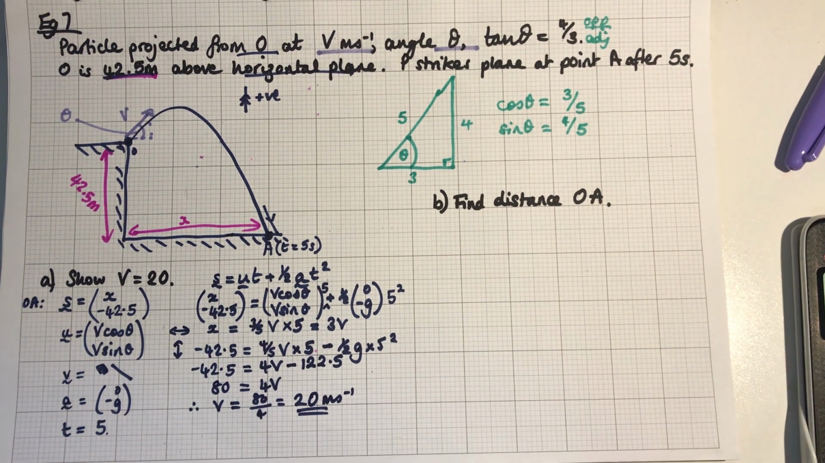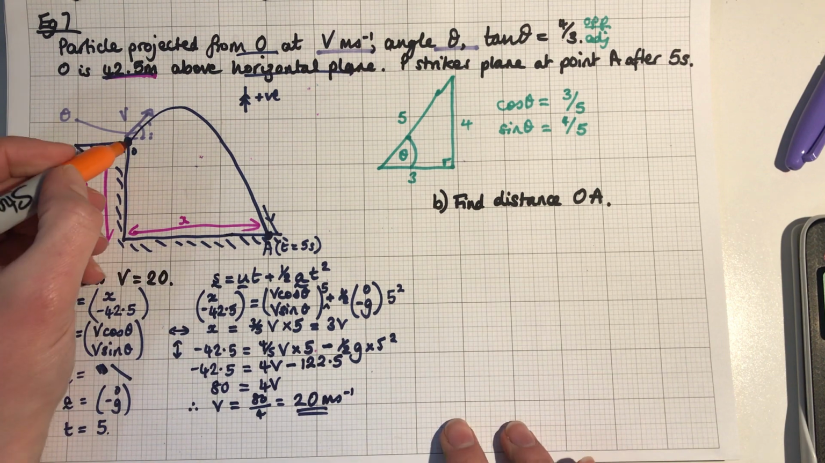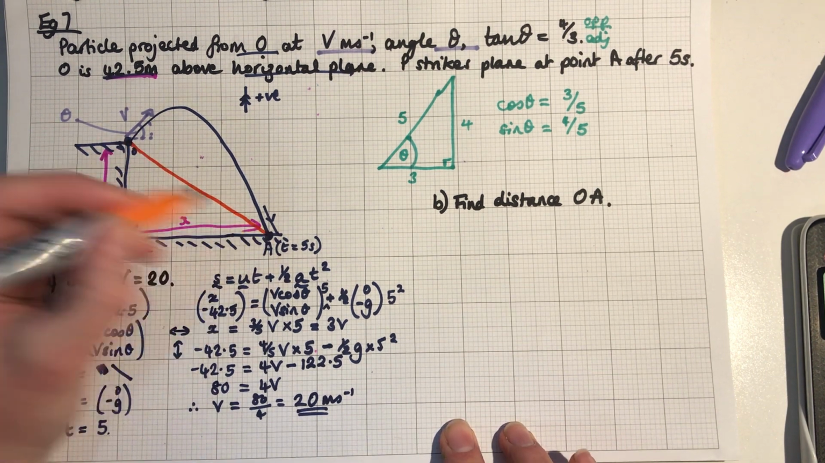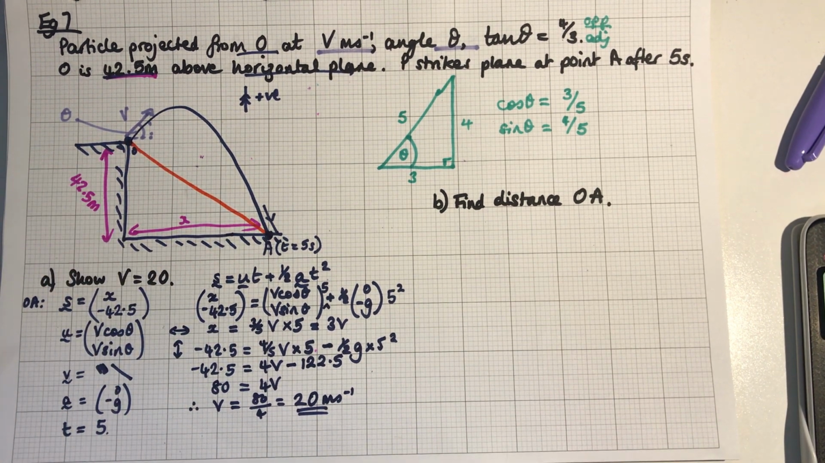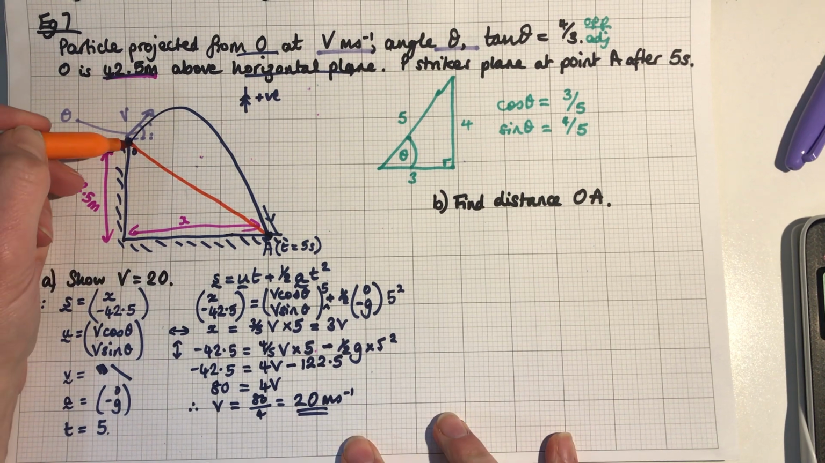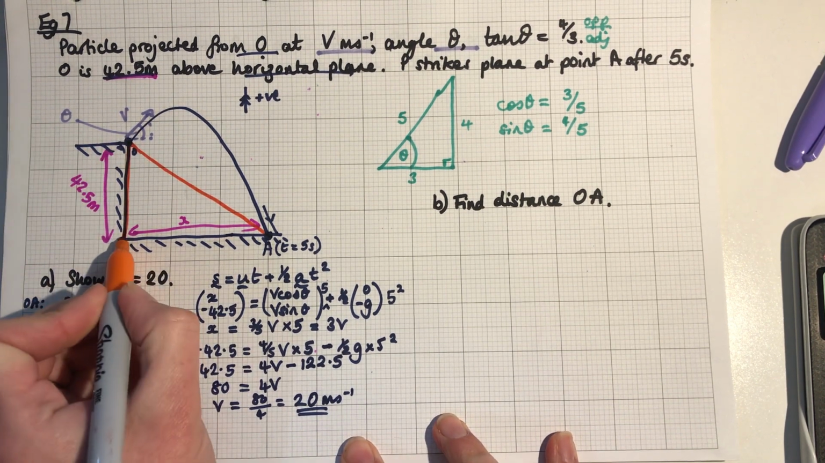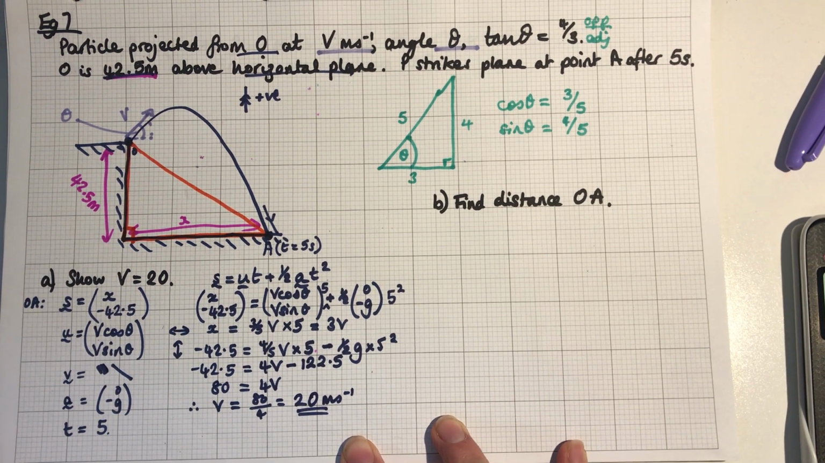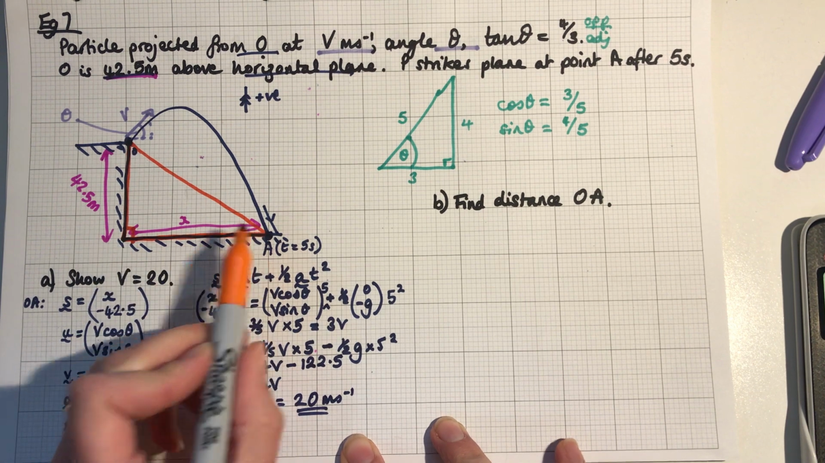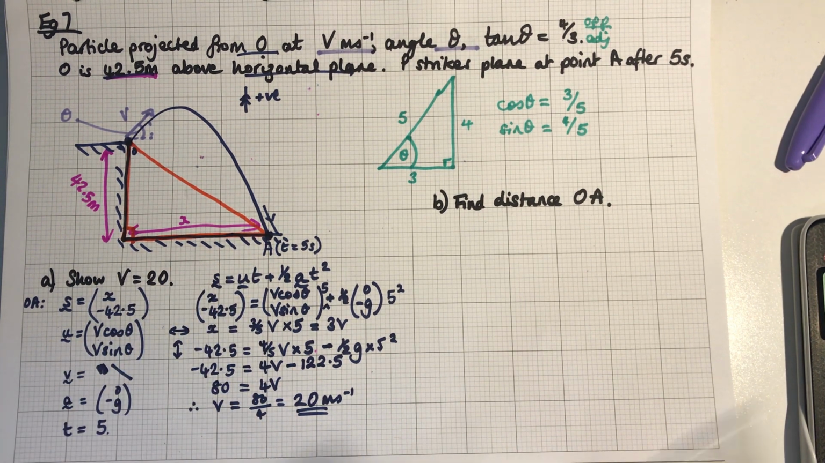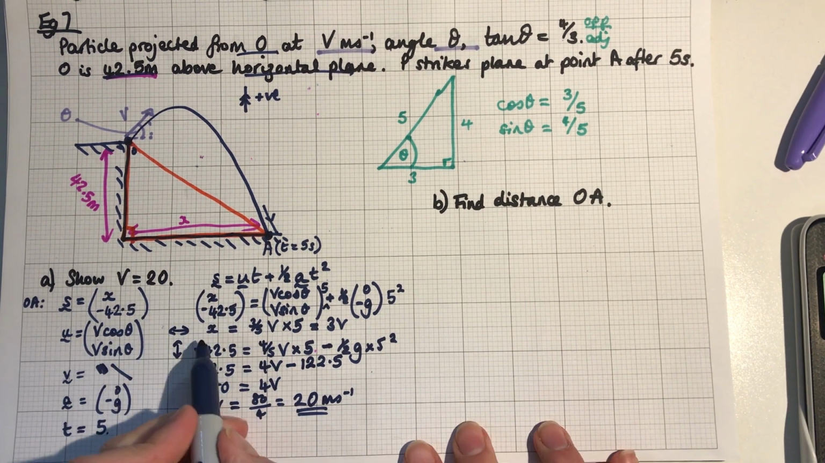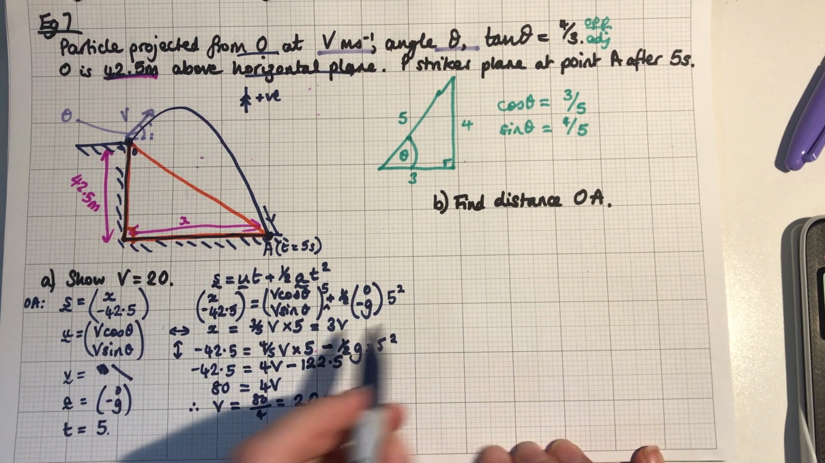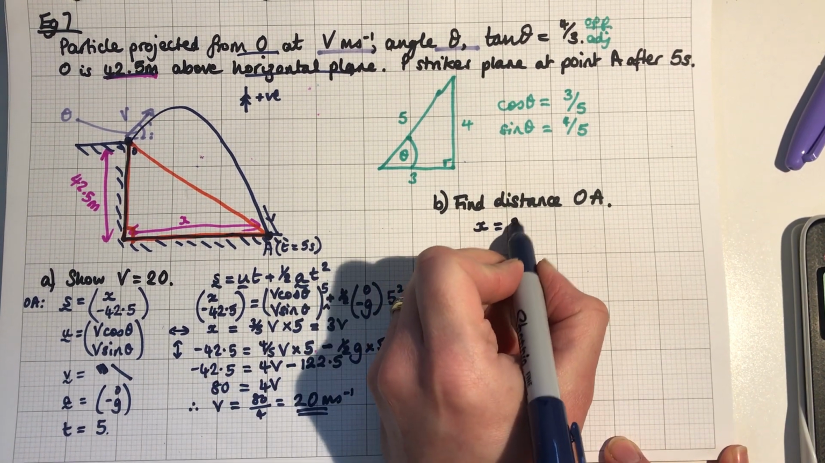So in part B, it asks me to find the distance from O to A. That's asking me for this diagonal distance here. Now, you'll notice that I've got a right-angled triangle there. Whenever I have a right-angled triangle, I can use Pythagoras. So I know the 42.5, I just need to know this horizontal component here, this x, but I've got an equation for that right here. X is 3v. So let's carry that across.